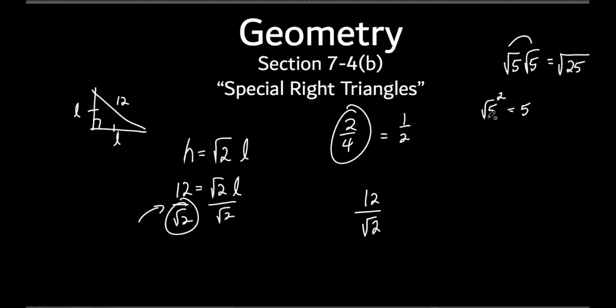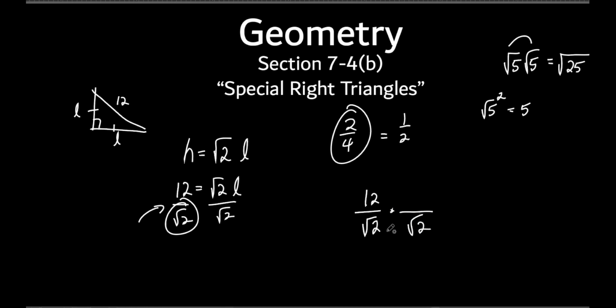Okay, so how do I get rid of a square root? I could square it, or I could multiply it by what? Itself. That's what I'm going to do for this right here. So what I'm going to do is multiply this fraction. How do I get rid of that square root on the bottom? I multiply it by itself. That'll get rid of it, correct?